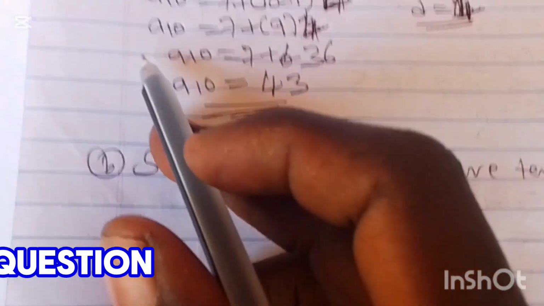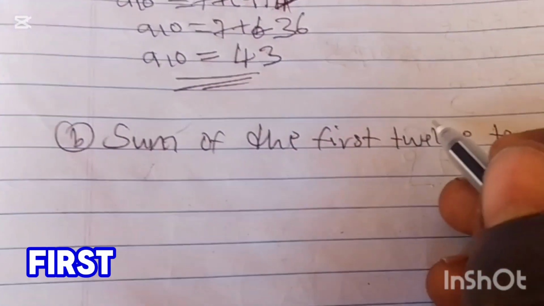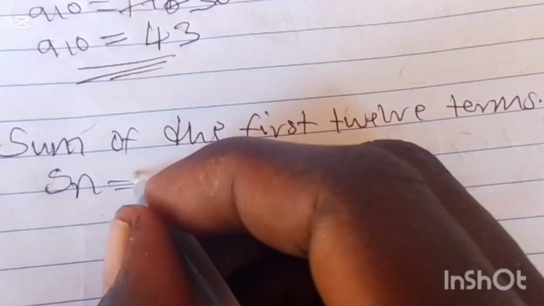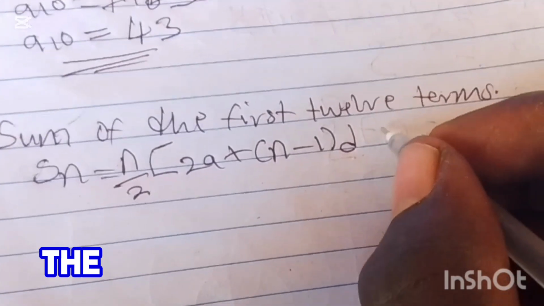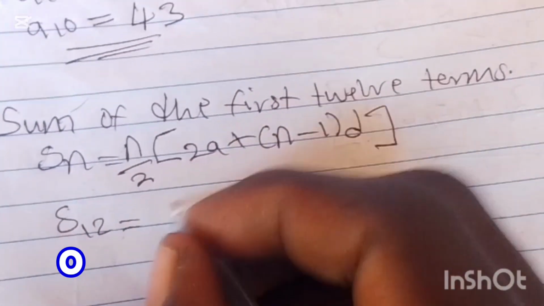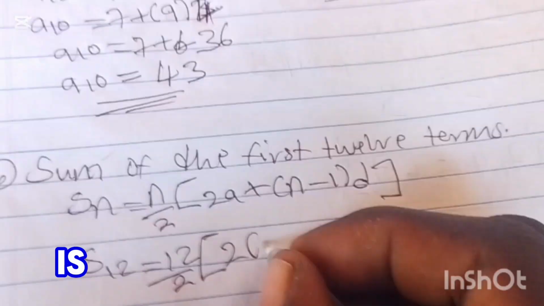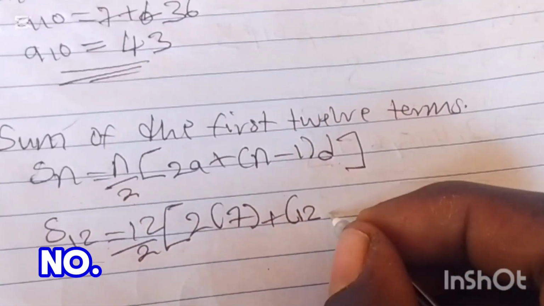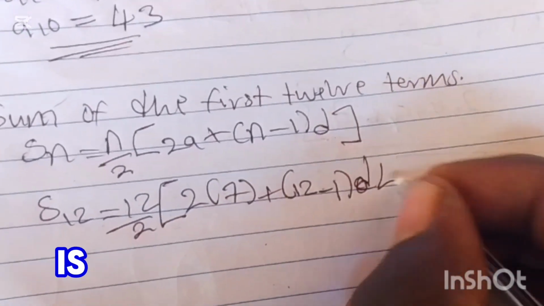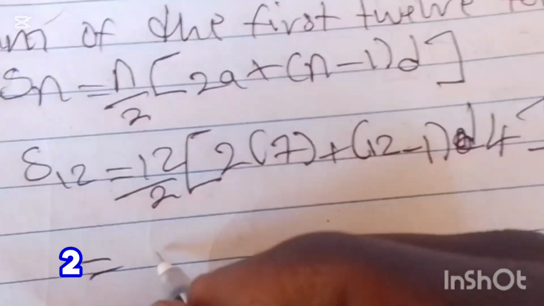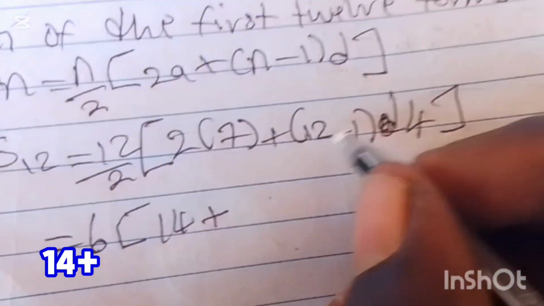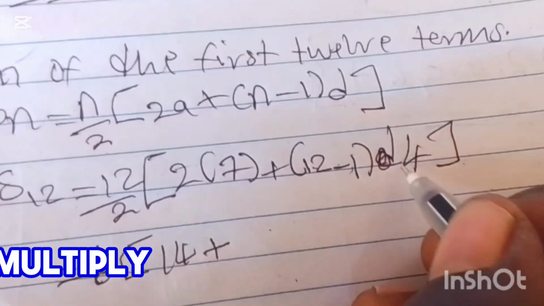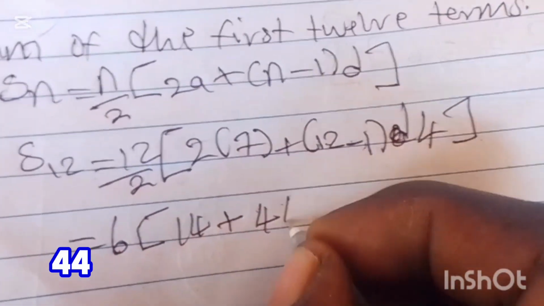So question number 9B. Find the sum of the first 12 terms. So we're going to write the formula: n over 2 times open bracket 2a plus open bracket n minus 1 close bracket d close bracket. So sum number 12 is equal to 12 divided by 2, open bracket 2 times the first term, which is 7, plus open bracket 12 minus 1 close bracket d, where d is 4. So 12 divided by 2 is 6. 2 multiplied by 7 is 14, plus 11 multiplied by 4, which is 44.